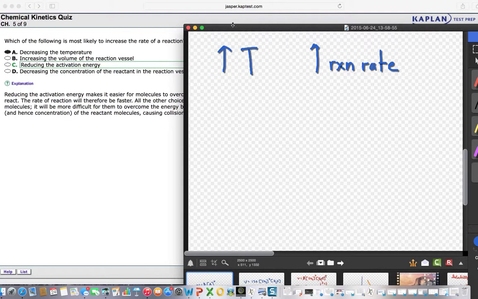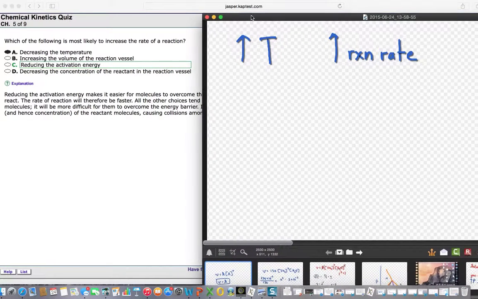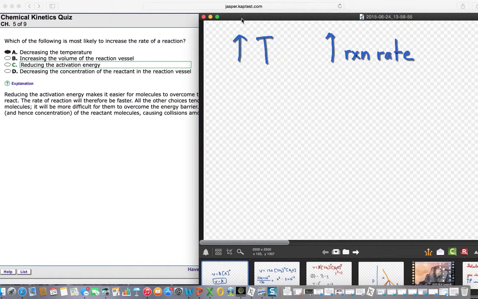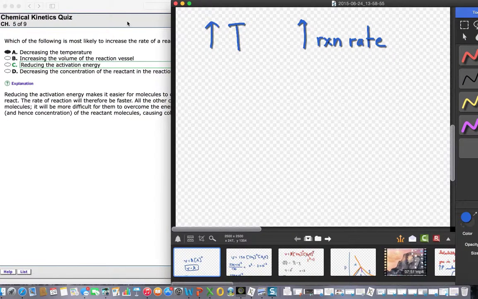If we look at D, decreasing the concentration of the reactant in the reaction vessel, that's like going on 240 where traffic is very light. You're not very likely to get into a collision. So all this is covered under collision theory. Choice C is the best answer that we are given, so C is the one that we want to choose.